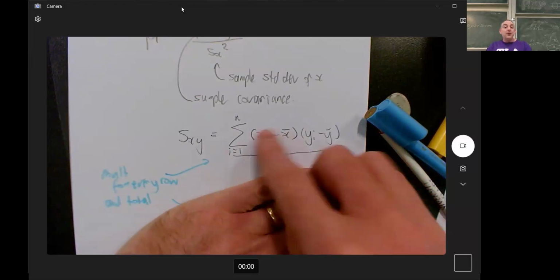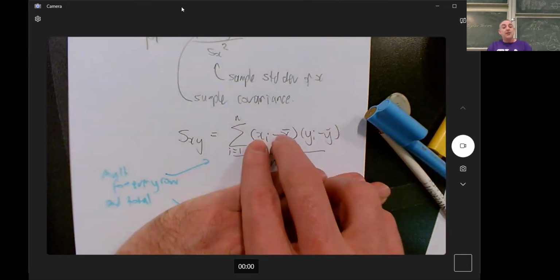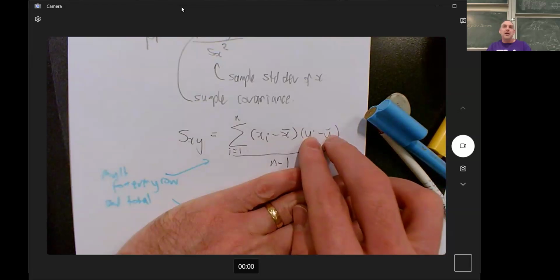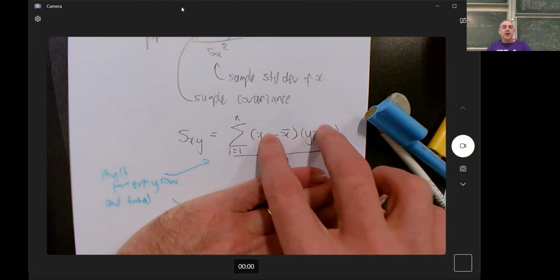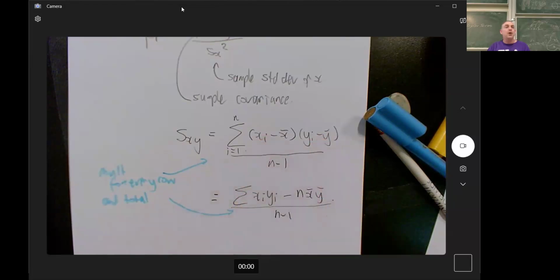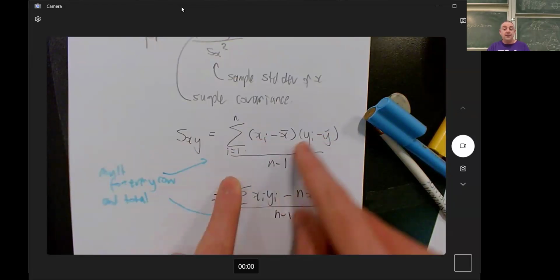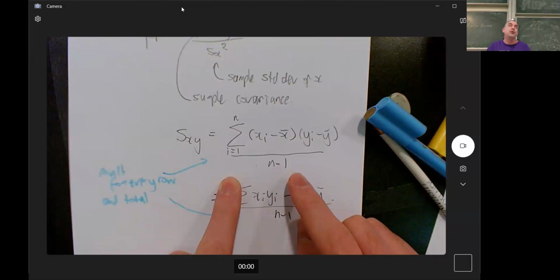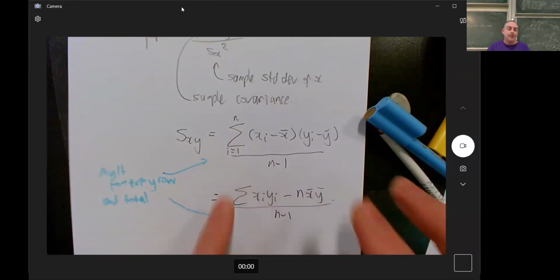But this is philosophically what we're trying to do. We're going to say, well, how far is x from its mean and how far is y from its mean? And then we're going to multiply them together so that if they're both far away from their mean, you get a big number. But if one of them's close, but the other one's not, then you'll still get a small number. And so it'll all work out. And if they are perfectly aligned on a straight line, this answer will be 1 when you figure it out.